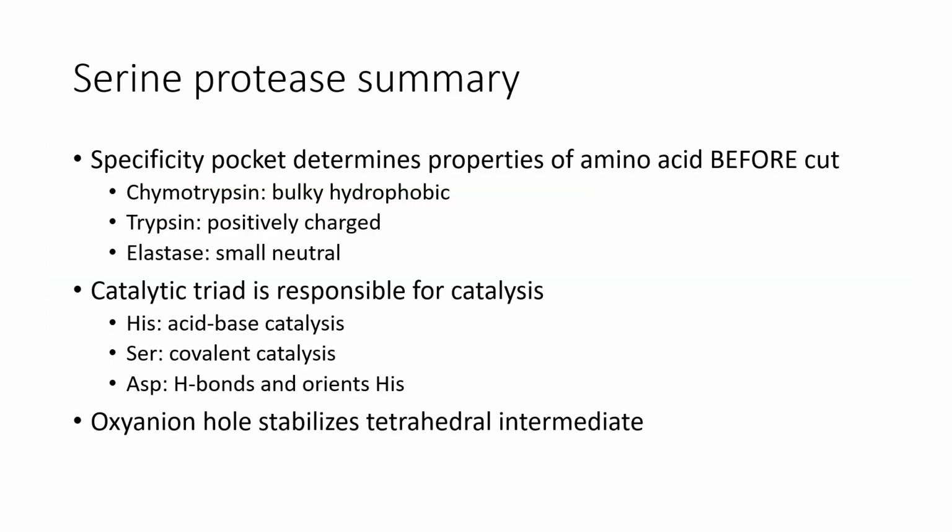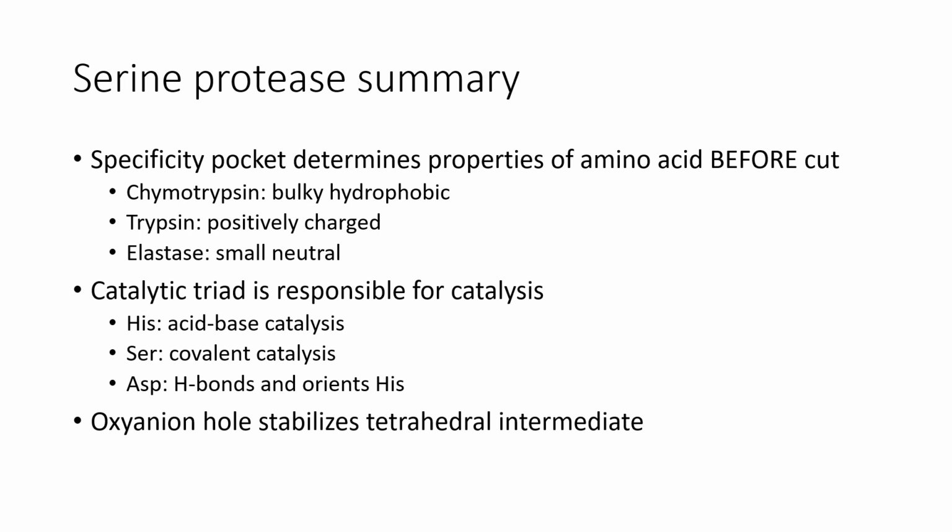So let's summarize what just happened. For serine proteases, they all have a specificity pocket that helps them be very specific to which amino acid can be right before the cut, right before that peptide bond that's going to get cleaved. And our three examples were our digestive enzymes: chymotrypsin, which has a specificity pocket that selects for bulky hydrophobic amino acid residues, trypsin, which selects for positively charged amino acid residues, and elastase, which selects for small neutral amino acid residues. And again, these are before the peptide bond that's about to get cut.